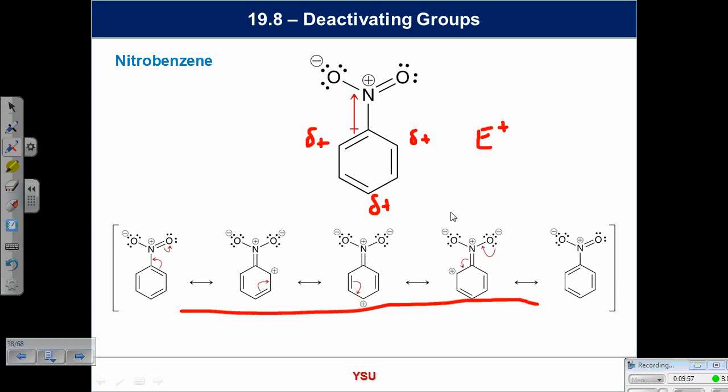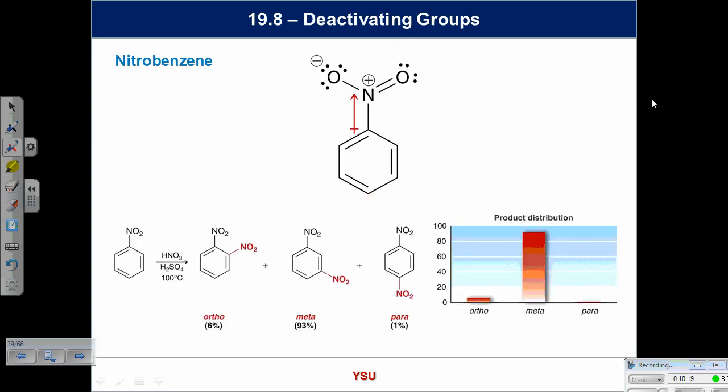You should recognize that anything with a positive charge or a delta positive charge, this is something worth writing down, anything with a positive charge or a delta positive charge directly outside that cycle is going to slow the reaction down, and it's going to be a meta director. That's all you have to worry about. After that, it's the same mechanism again and again. So now the electron withdrawing groups have the opposite effect. They slow things down for the most part, and they are going to be meta directors.